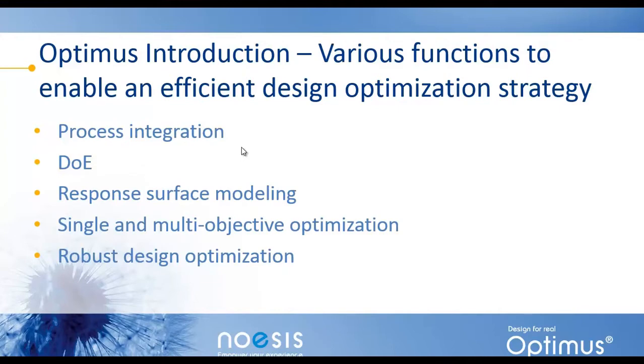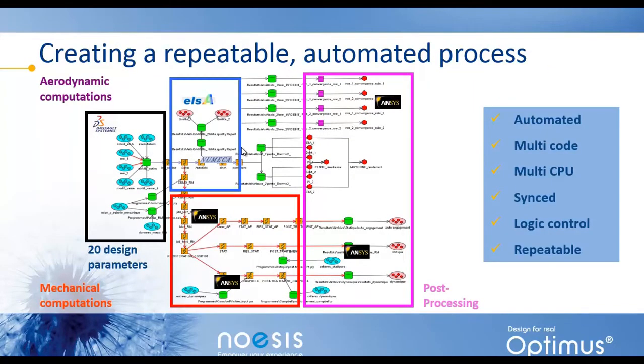What I'm going to be talking about briefly is process integration, design of experiments, response surface modeling, single and multi-objective optimization, and robust design. Process integration, what do we mean by that? Process integration is the ability to link different software and automate their running. In this example up here, we see a relatively complex work process which consists of a number of different programs. You'll recognize some of these.